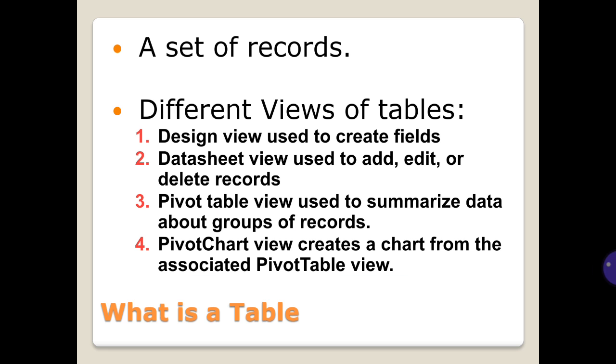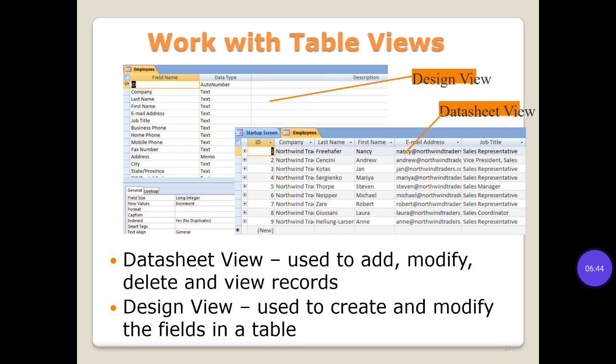What is a table? Two main table views: design view and datasheet view. Datasheet view is used to add, modify, delete and view records. Design view is used to create and modify the fields in a table.